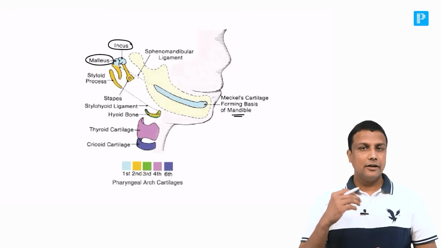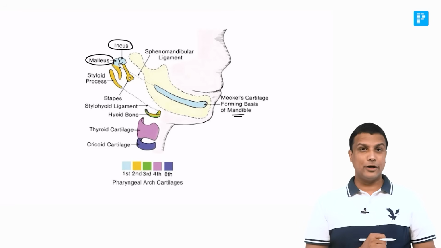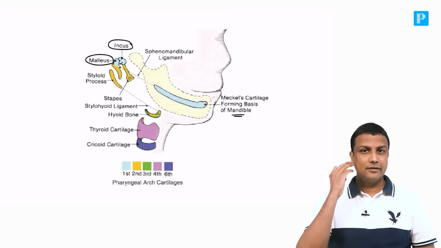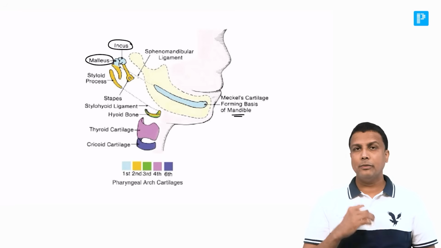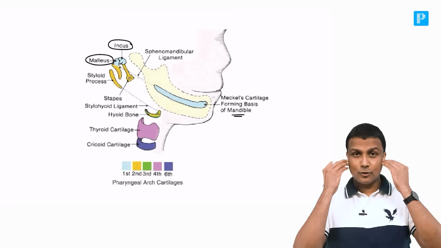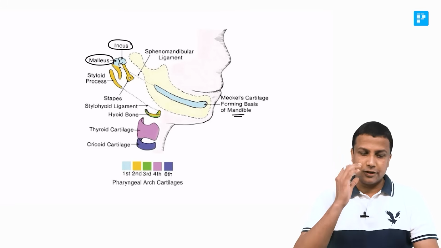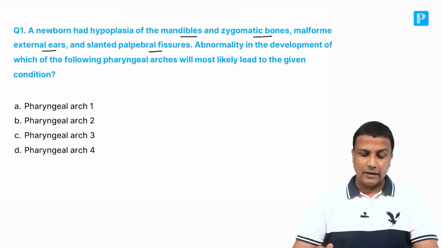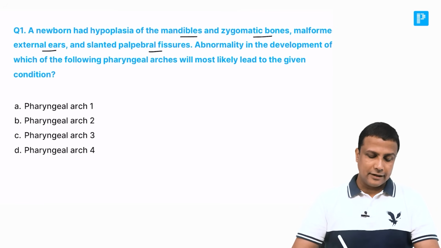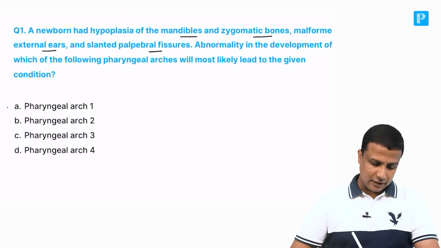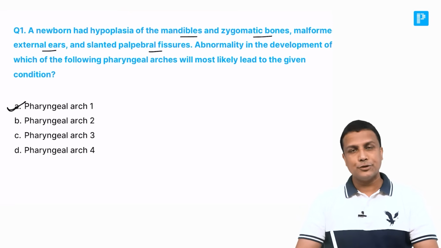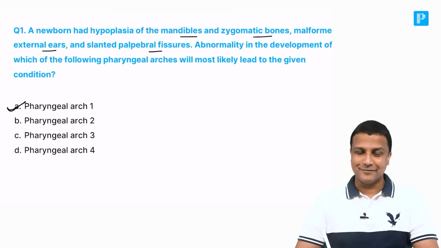So I repeat again, the first pharyngeal arch is the one which is going to form the malleus, incus, the anterior ligament of the malleus, sphenomandibular ligament, mandible, and it is also going to form the maxillary process. So basically all these structures are formed from the first pharyngeal arch. Now in the question it is mentioned that there is a defect in the development of all these structures, and of course that will be due to the defect in which pharyngeal arch? The pharyngeal arch number 1. So the first pharyngeal arch will be the right answer here.